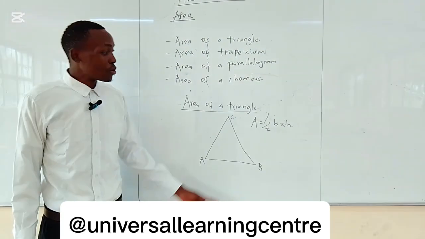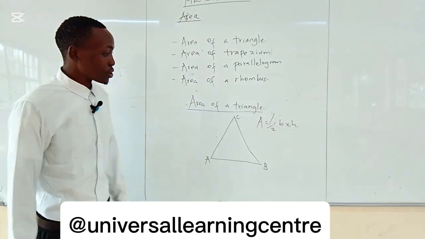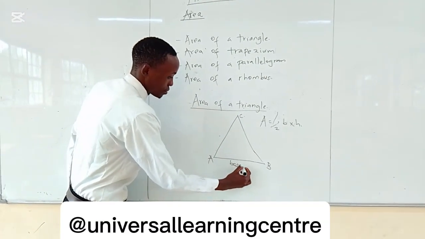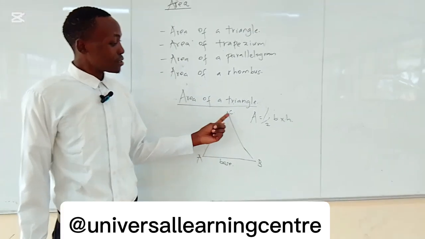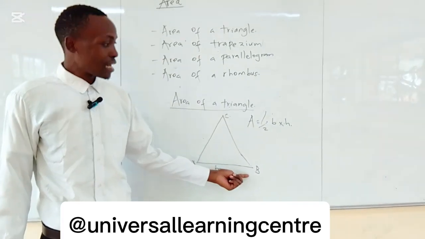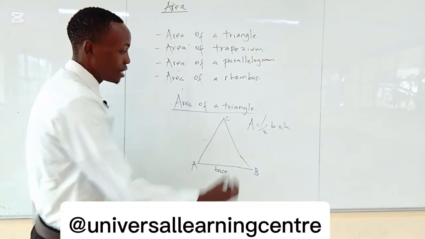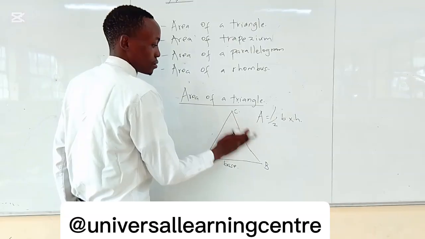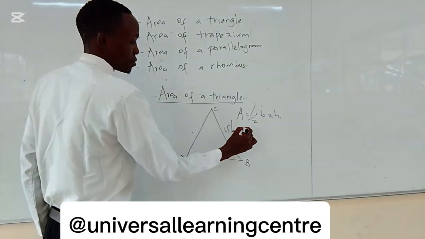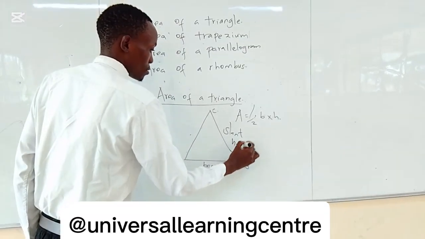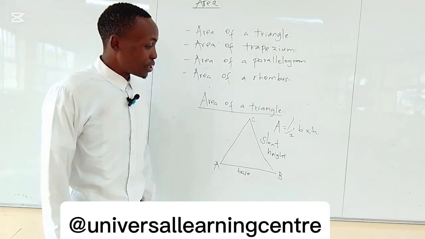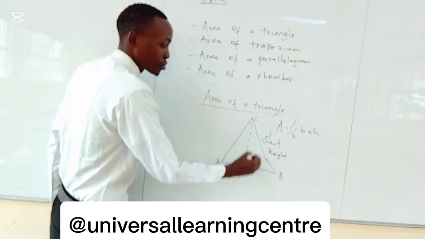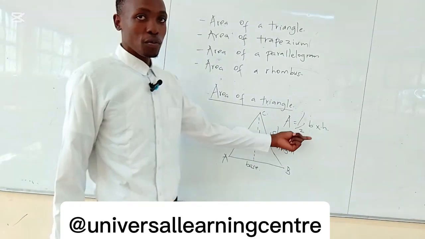But now you need to know what is the base, what is the height. So here, from the point A to B, this is the base. Then from C to B, this is the slant height. We are not going to use the slant height as height. So this is the slant height. What we are going to use is the perpendicular height. Perpendicular height cuts from C all the way to B. So this is the height we are going to use in this formula.